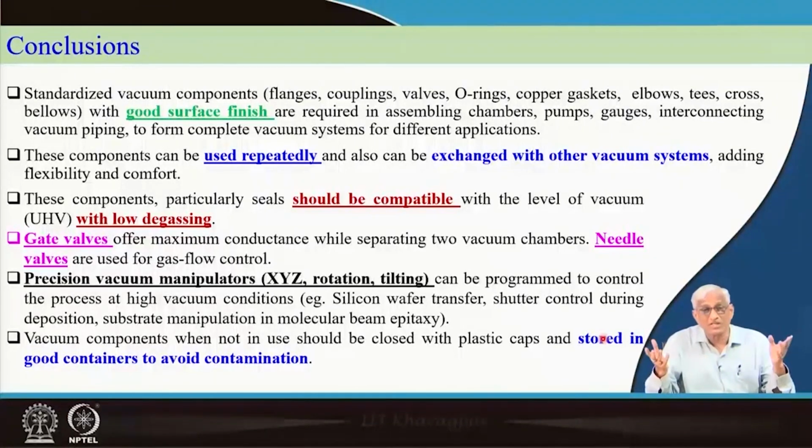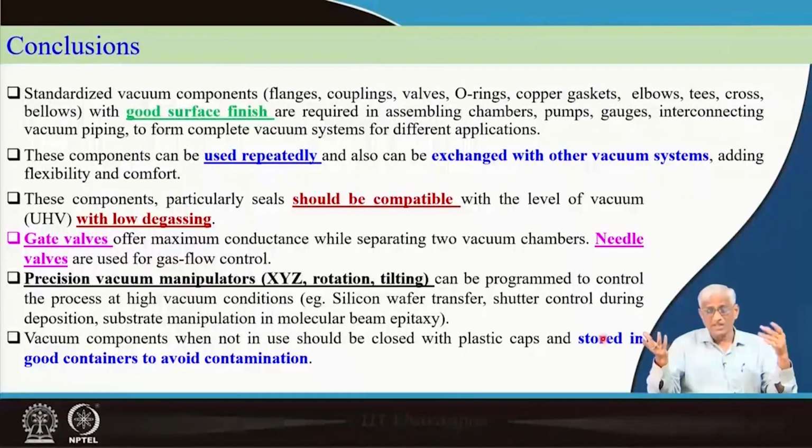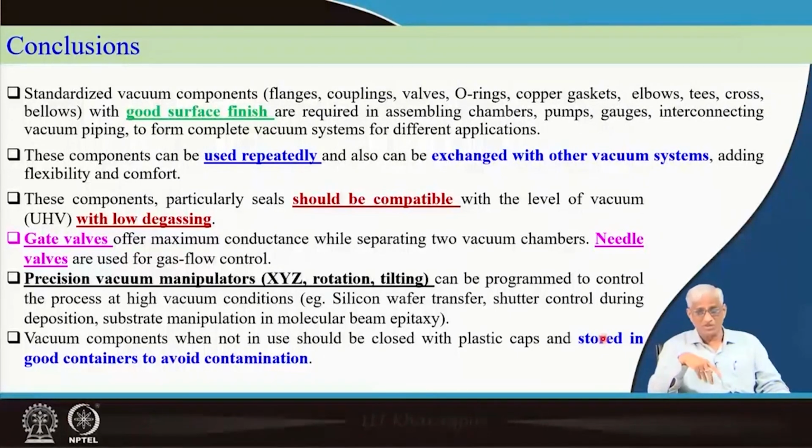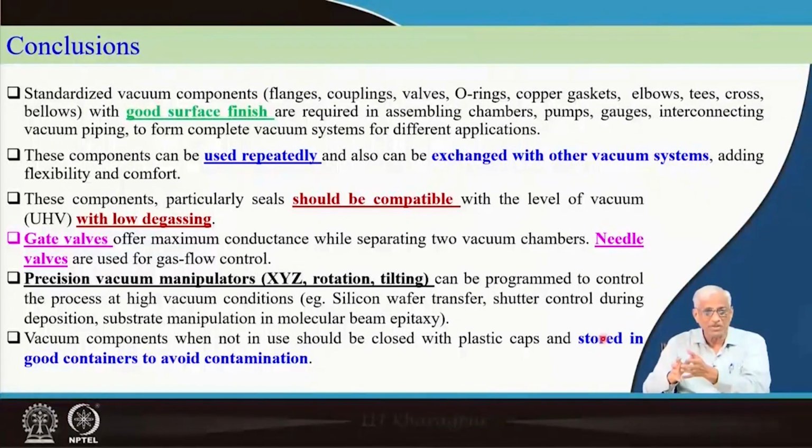And precision manipulators, XYZ, tilting and rotation, are required, like in molecular beam epitaxy or various other engineering coating industries, or space simulation chambers or nuclear processes, etc., or semiconductor manufacturing. You require a lot of manipulations. With good knowledge of all these things available in manuals and the internet, I am sure you will be able to choose the components with minimum contamination. And when you are not using these components, you must store them in good containers, pack them properly, keep them in airtight containers.